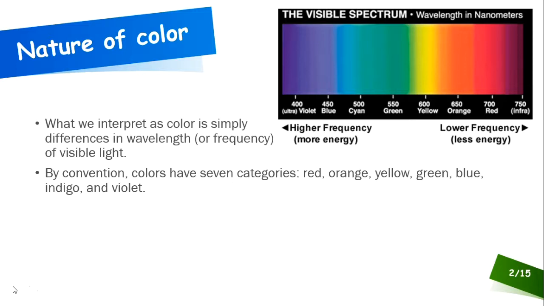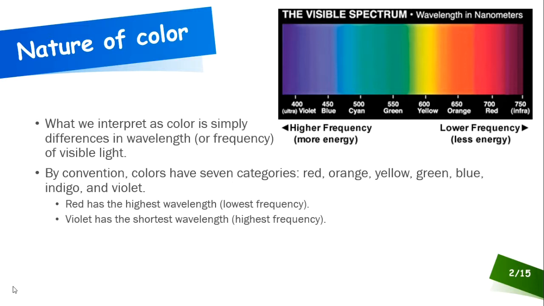So we have conventions for the different categories of color that we see: red, orange, yellow, green, blue, indigo, and violet. Red has the highest wavelength, which means it has the lowest frequency and hence the lowest energy. Violet, on the other end of the visible spectrum, has the shortest wavelength, therefore the highest frequency and the highest energy.